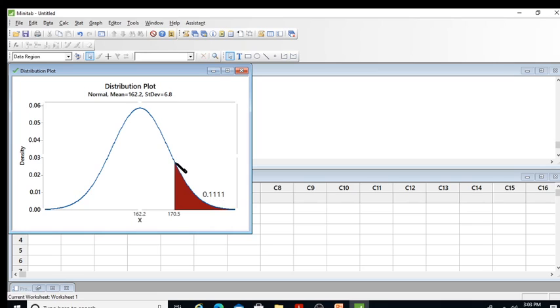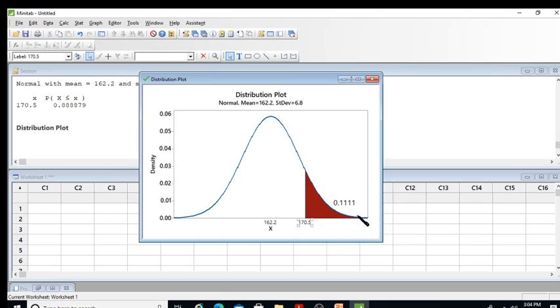And if you look at this function, you can see the mean is 162.2, and its corresponding value at that x would be 0.027. That would be the value of that function. So this is how you can calculate the probability using Minitab.